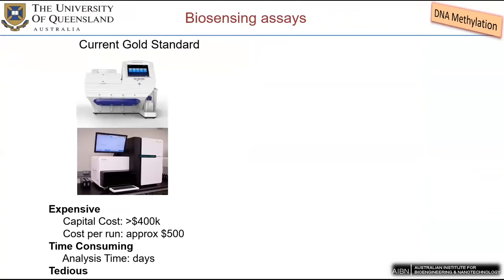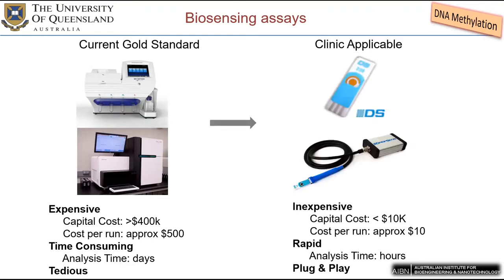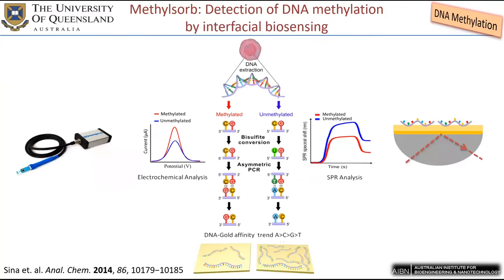We know that the current gold standard for detecting this type of phosphorylation and DNA methylation involves a DNA sequencing machine or mass spectrometry, which is expensive, time-consuming, and tedious. So we wanted to develop an inexpensive, rapid, and plug-and-play method using our interfacial biosensing technique. So we start with DNA methylation. We thought, let's start with a simple technique which can avoid the problems or limitations of current biosensing techniques, for example, the functionalization of the surface, time-consuming procedures, and also the expensive instruments.